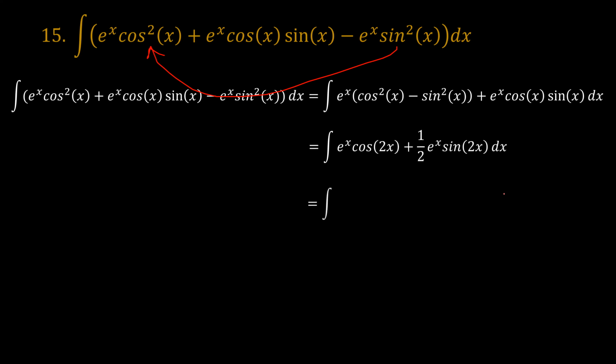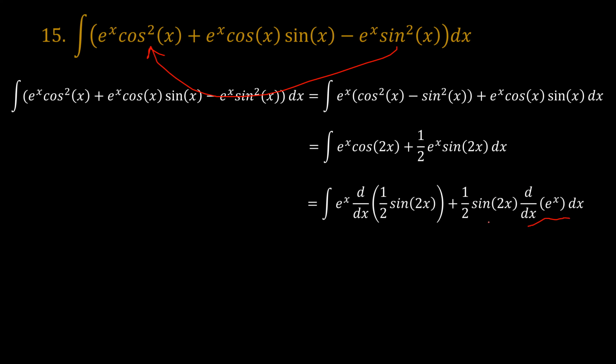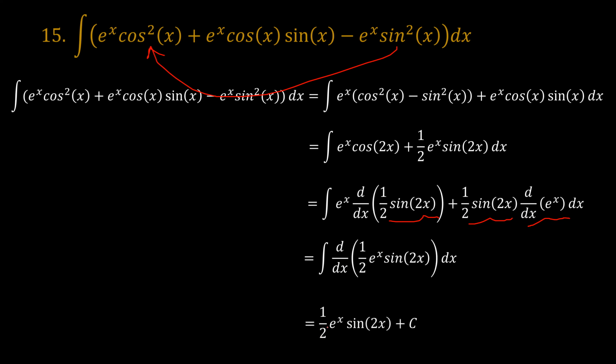Now, what we know is that cosine 2x is the same as a half the derivative of sine 2x. And so the derivative of e to the power x is e to the power x. So we can express it like that. So what you see here is, since we have a half of sine 2x here, and we have a sine 2x here, and we have e to the power x here, this just looks like the derivative of a product of e to the power x and a half sine 2x. And so when we integrate, the answer is a half e to the power x sine 2x plus the integration constant.